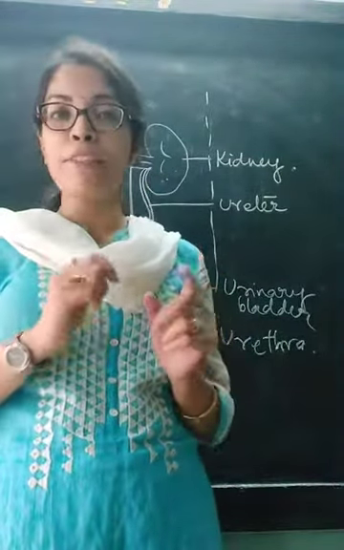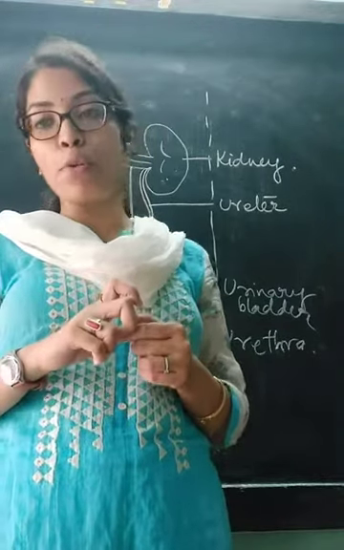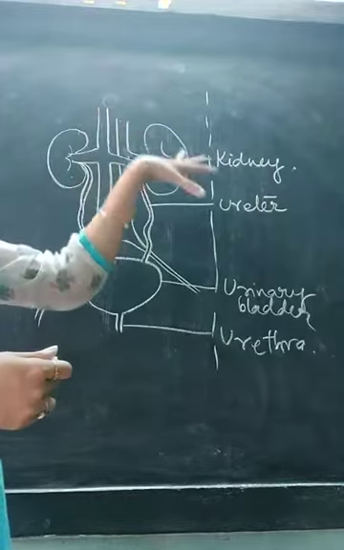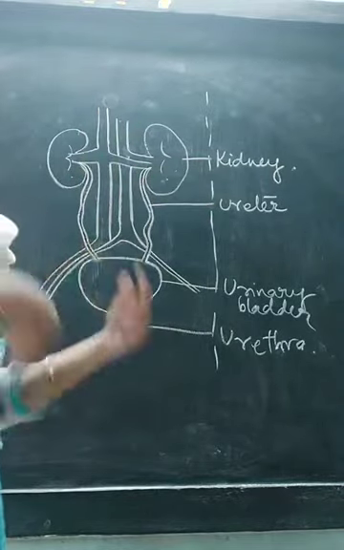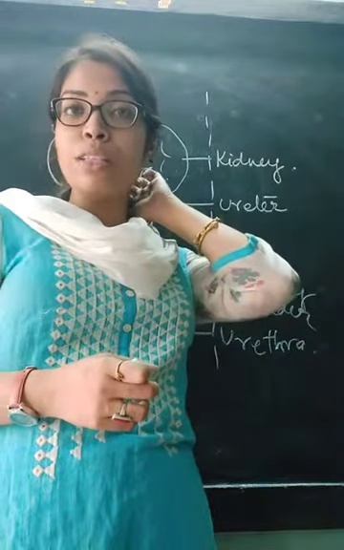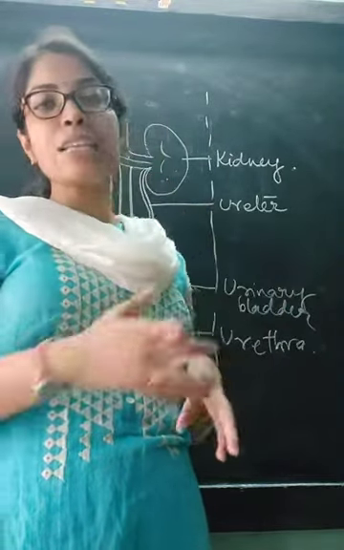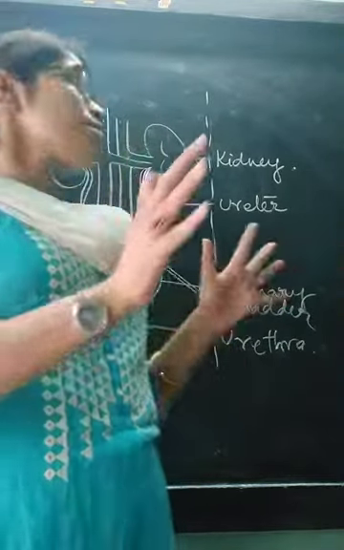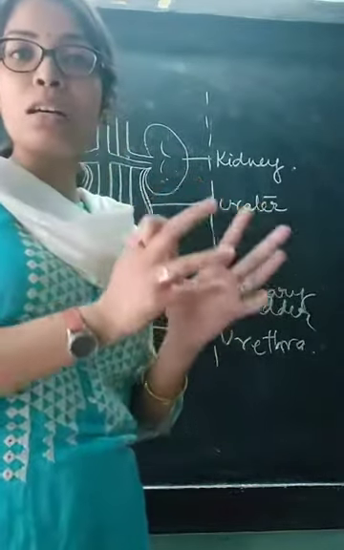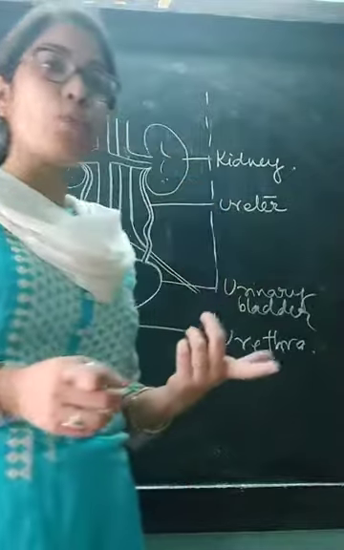Now what is the main function of kidney? They filter the impure blood and produce urine. So blood goes inside the kidney and gets filtered and urine is produced consisting of the toxic materials. And it is thrown out of the body. This is what kidney does, in short.